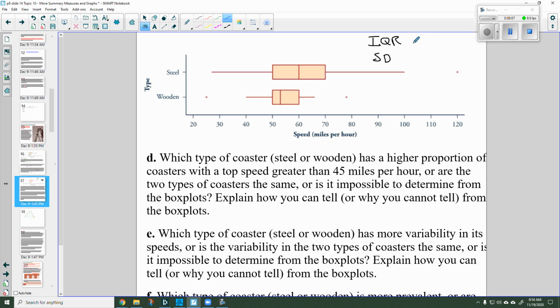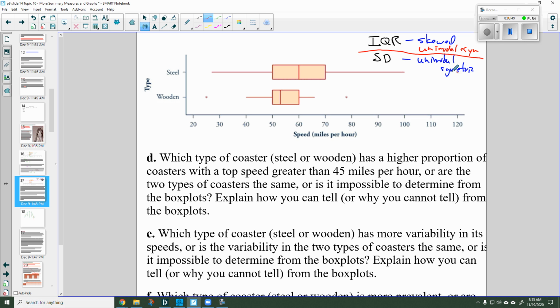IQR is used always when a distribution is skewed. Standard deviation is used always when a distribution is unimodal and symmetric. And when something is unimodal and symmetric, I can also use IQR. But I cannot use standard deviation if it's skewed. So IQR I can use with either of these two distributions. Standard deviation I can only use if it's unimodal and symmetric.